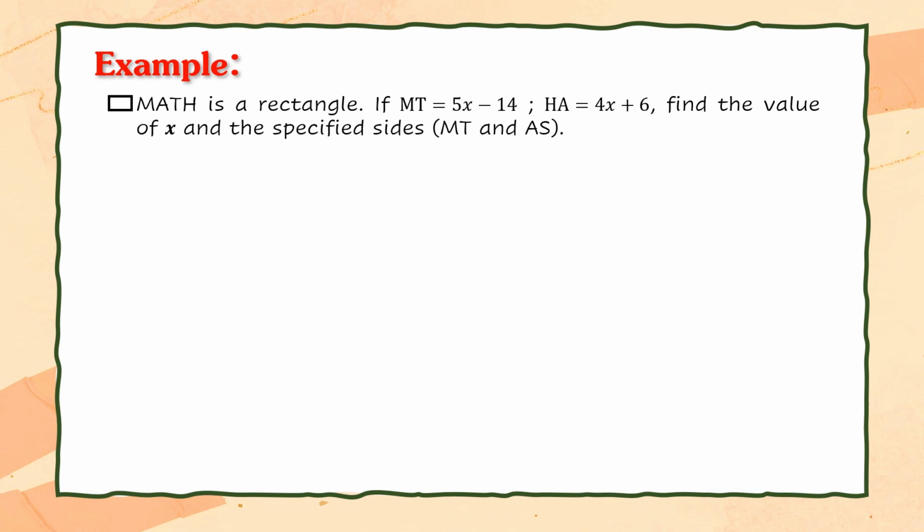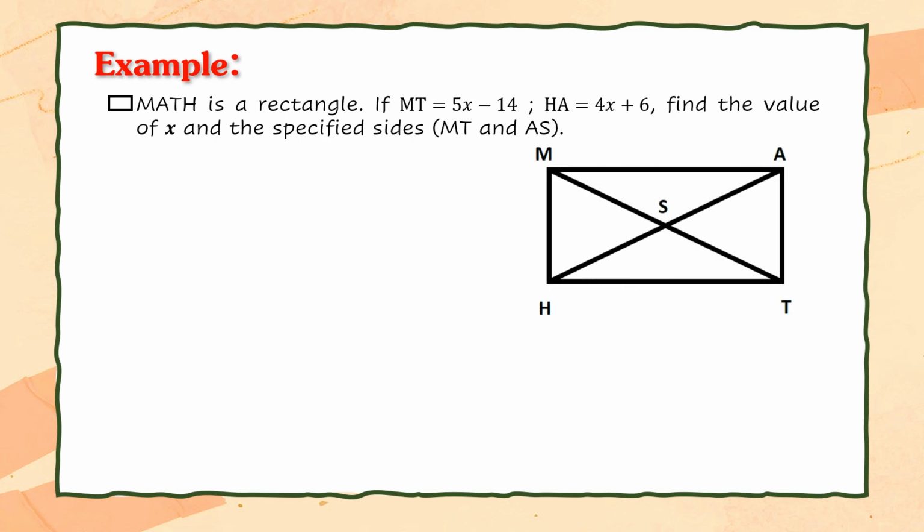Now let us use some properties of a parallelogram to solve a given problem. So our problem here: parallelogram MATH is a rectangle. If MT is equal to 5x minus 14, HA is equal to 4x plus 6, find the value of x and the specified sides MT and AS. So we have here the illustration of rectangle MATH with diagonals MT and HA.